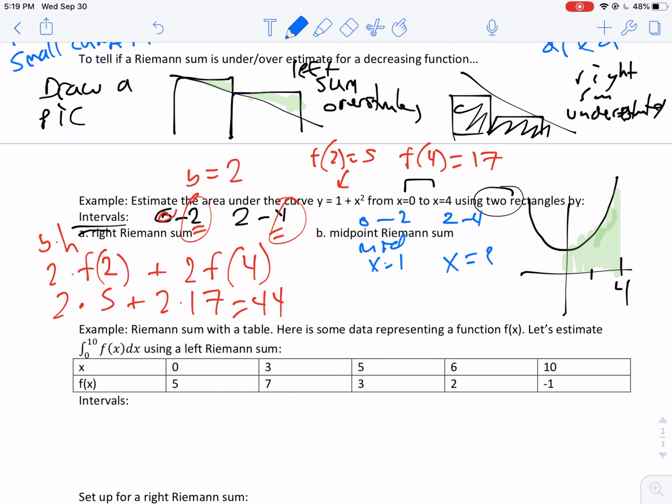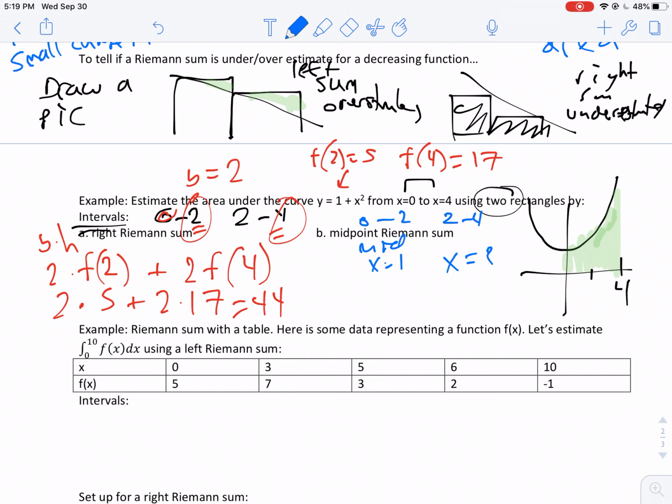Now, the most common way you'll see a Riemann sum on the AP test is with a table of data. So they'll give you a table and ask you to estimate this integral, this area, using a left Riemann sum. Again, I'm going to write the intervals out. So I have 0 to 3, 3 to 5, 5 to 6, and 6 to 10. If I'm doing a left Riemann sum, I'm using the height at each of these.